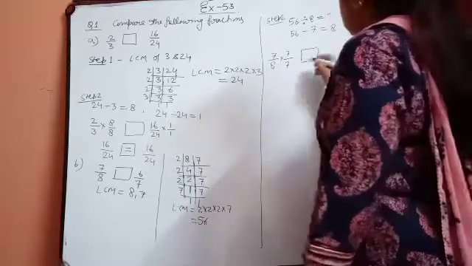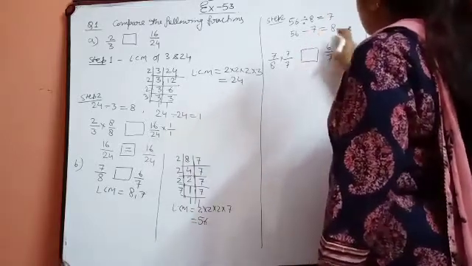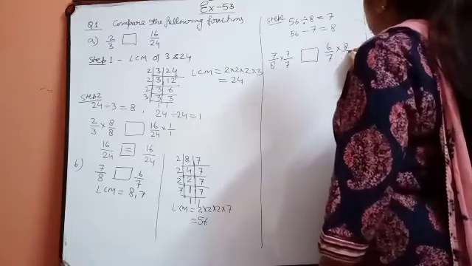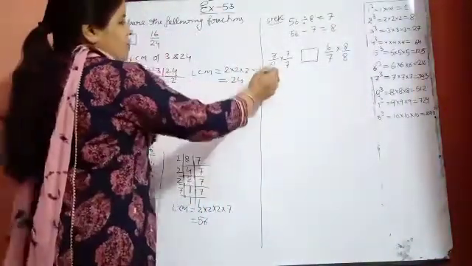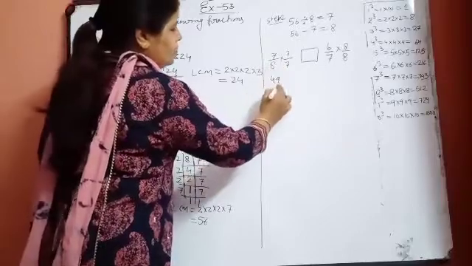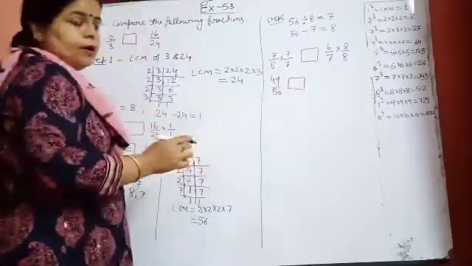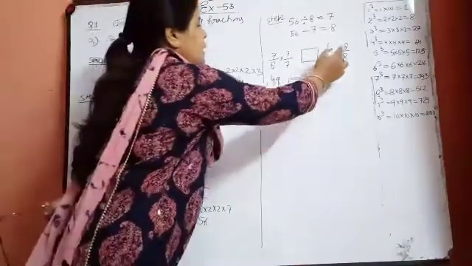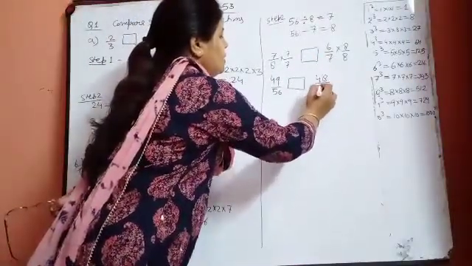Second fraction, 6 upon 7. When we divided the LCM by 7, what came? 8, the quotient. By that quotient you will multiply the second fraction. Okay. Now see that, beta. 7 7s are 49. 7 7s are 49. 8 7s are 56. Okay. Then the box will be here. Okay. Now 8 6s are 48 upon 8 7s are 56.